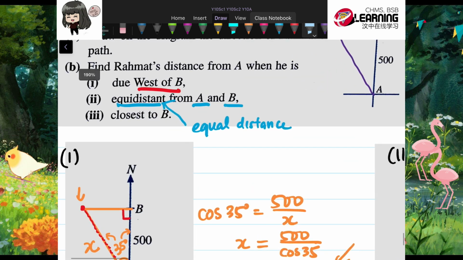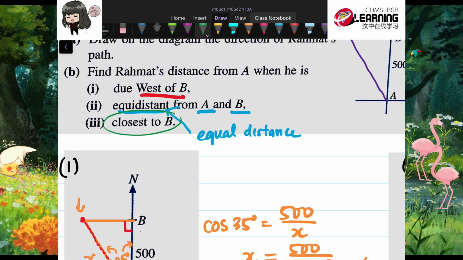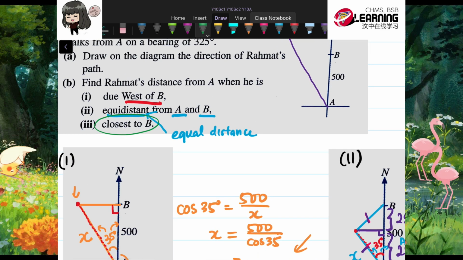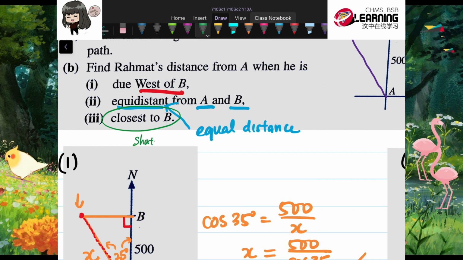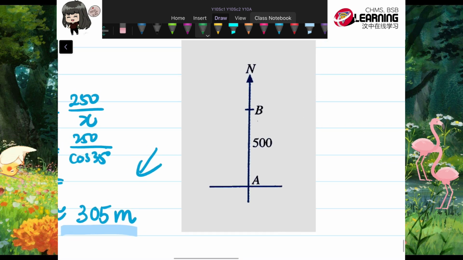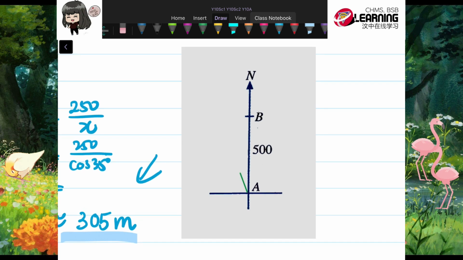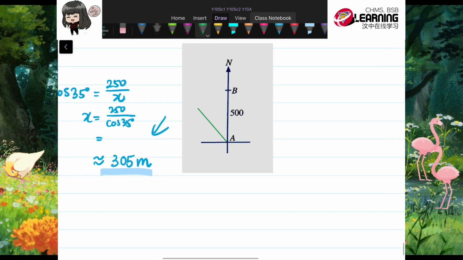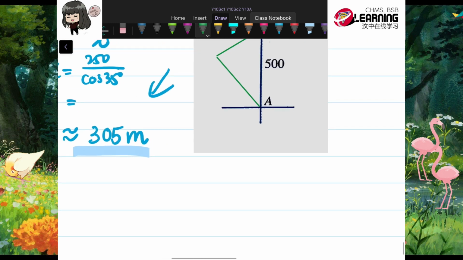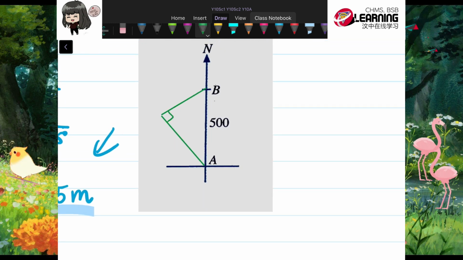Okay, let's look at part 3. Part 3 says closest to B. Closest to B means the shortest distance. So when you see the word closest or shortest distance, you must link to 90 degree. So again, from A, Rahmat walks until the shortest distance, which means 90 degree from B. So this is the 90 degree, shortest distance.